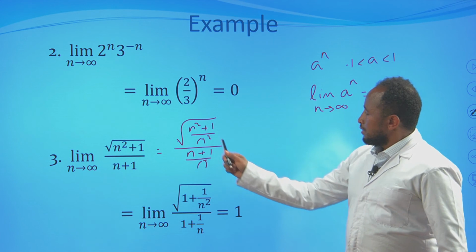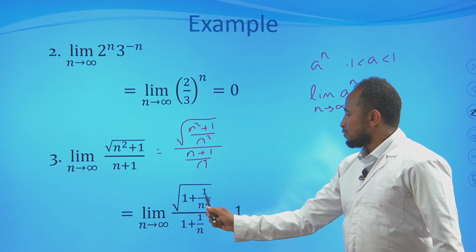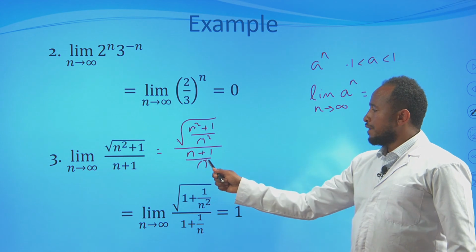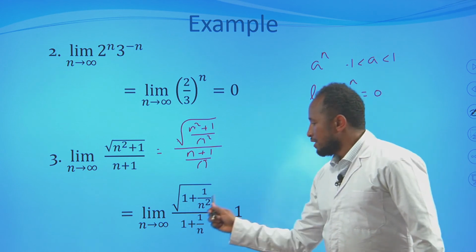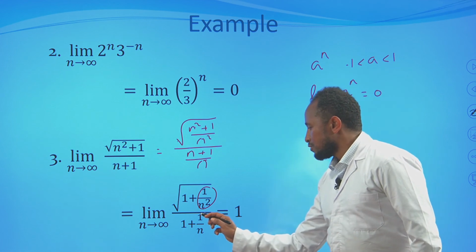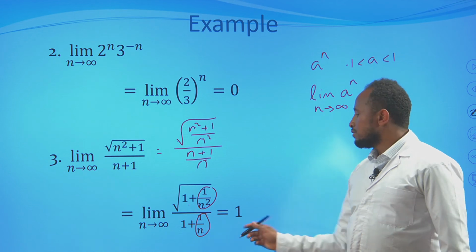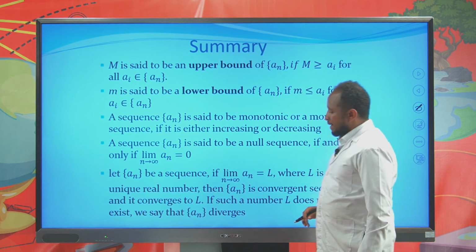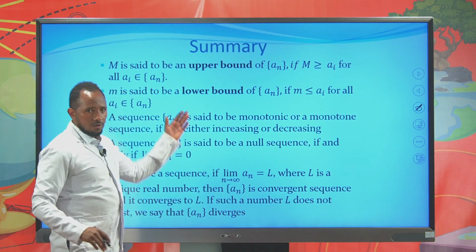So this result will be, the limit as n goes to infinity, this becomes n squared over n squared, it is 1 plus 1 over n squared, divided by this one, n over n is 1, 1 plus 1 over n. So at infinity, this part goes to 0, and this part also goes to 0. The final answer will be the square root of 1 over 1, it will be 1. This is it.